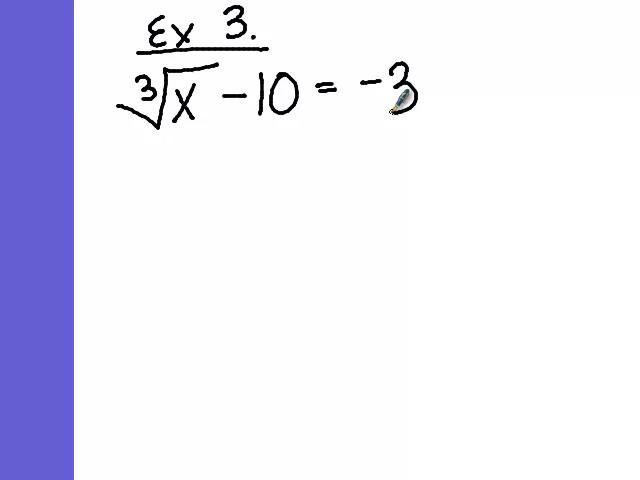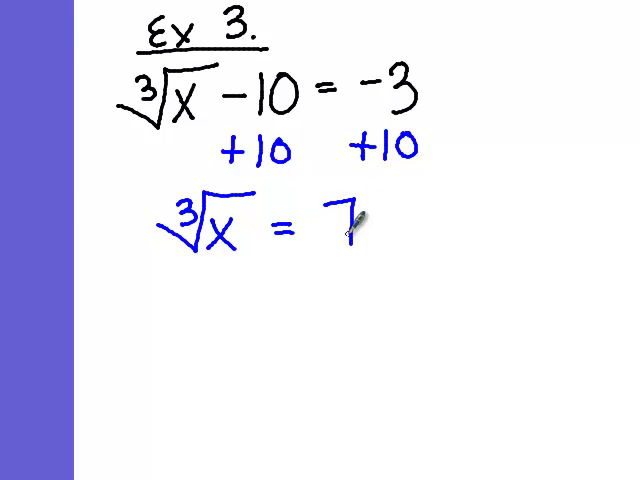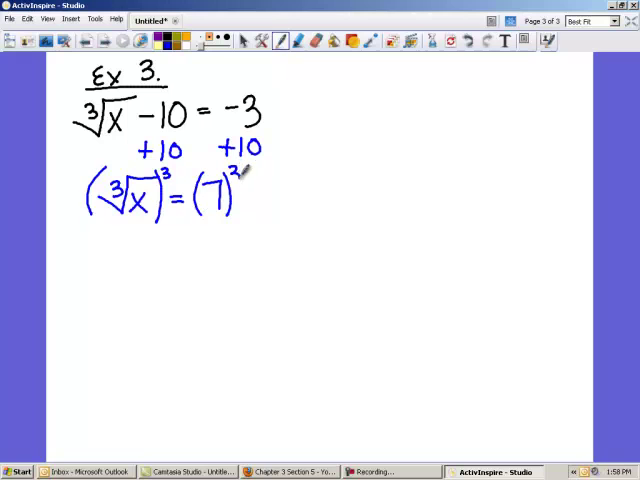Okay, example 3, we have a cube root. Let's do the same exact thing, except let's subtract the 10 away from it, just like we did in the other problem. We want to get everything away from this radical. And now what we're going to do, instead of taking everything and squaring it, we're going to take everything and cube it, because we have a cube root. So the cube root to a third power will cancel, and 7 to the third power is 343.